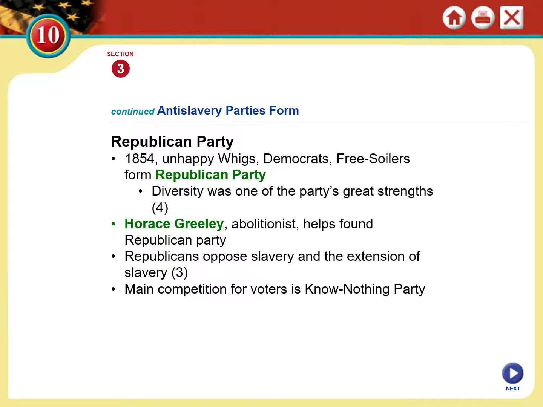Horace Greeley is one of the famous founders of the Republican Party. He was an abolitionist. He hoped, like the Liberty Party, to end slavery by the passage of laws. And so the Republican Party formed, and the major party platform, meaning their number one belief, would be the opposition of slavery and the opposition of the extension of slavery. And so you can imagine when Abraham Lincoln became the first Republican president, how southern states are going to feel about this.